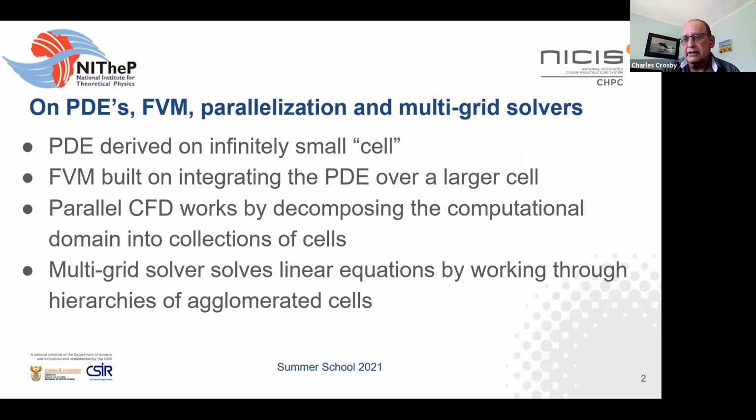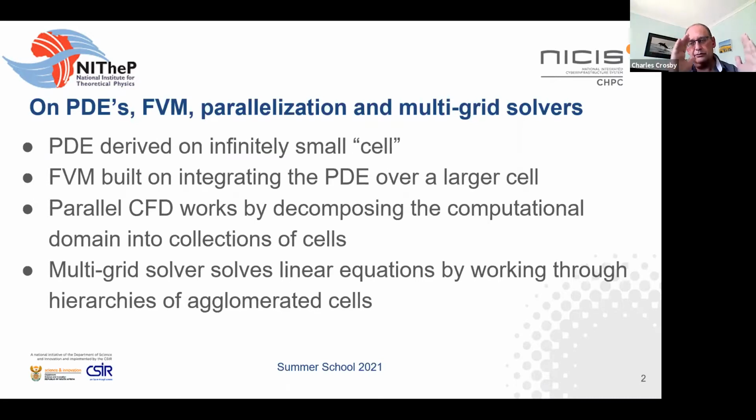Once again, we can think in terms of this hierarchy. You've got the original partial differential equation derived on an infinitely small cell. Then you've got a finite cell, which you've done your numerical integration over to get your algebraic equations. But if you were doing CFD in parallel, yeah, that's a more difficult question. I'll answer that in a moment. If you're doing CFD in parallel, you're taking your entire domain, which is, say, 10 million cells, and breaking it up into smaller collections of cells.